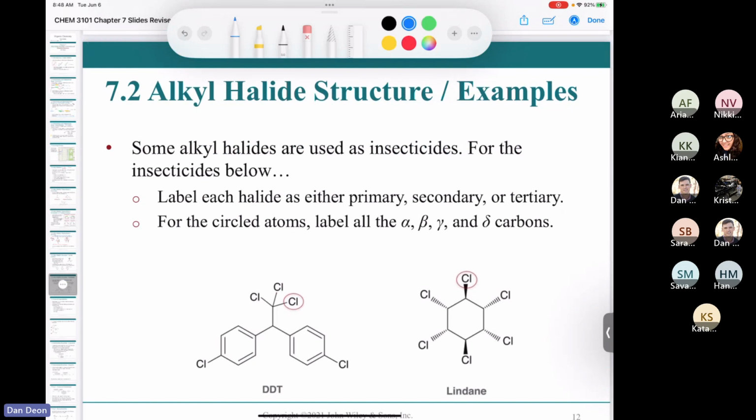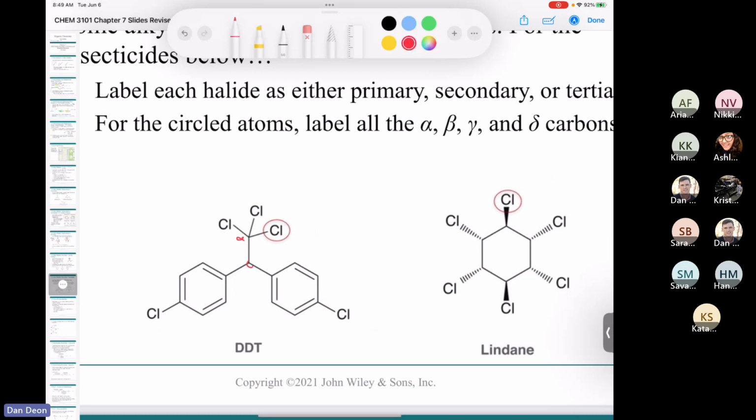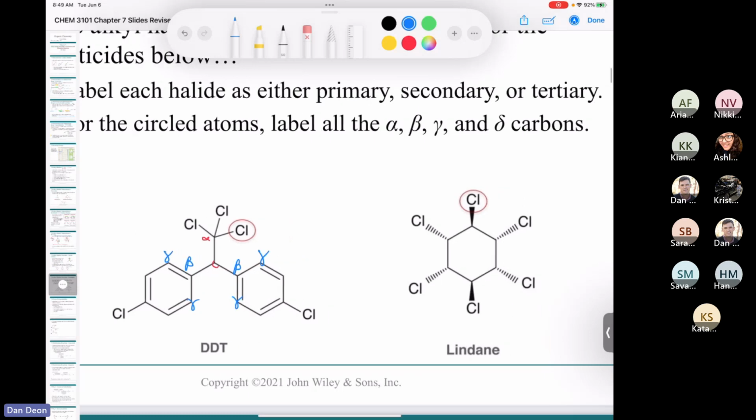It says here that some alkyl halides have been used as insecticides. For the insecticides below, label each halogen as being primary, secondary, or tertiary. For the circled atoms, label all the alpha, beta, gamma, and delta. So if we look at this first one here, you would consider this to be primary because the alpha carbon is only attached to one carbon atom. So technically that would be a primary alkyl halide, okay? And we labeled an alpha carbon, and of course this would be a beta carbon, this would be a gamma, this would be a gamma. This is a gamma. Nope, that's delta. This would be a gamma, this would be a gamma, et cetera.